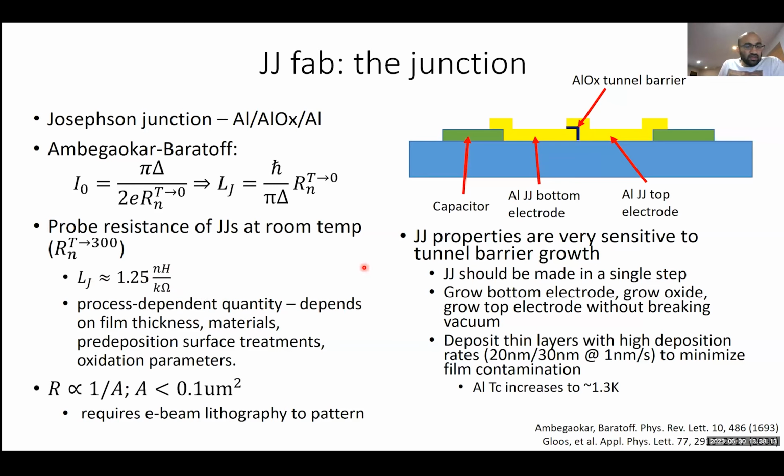It'll depend on the thickness of your films, the materials that you have, so the type of substrate that you use, whatever surface treatments you employ before deposition, and your oxidation parameters. The other thing is that, because resistance scales as 1 over the area of the junction, and the area of your junction for transmon qubits in the gigahertz range tends to be less than 0.1 micron squared, in order to pattern this accurately, you need electron beam lithography. You can't do this really optically.